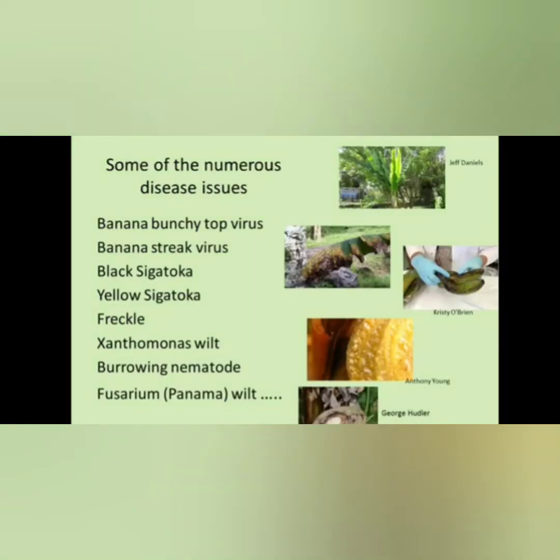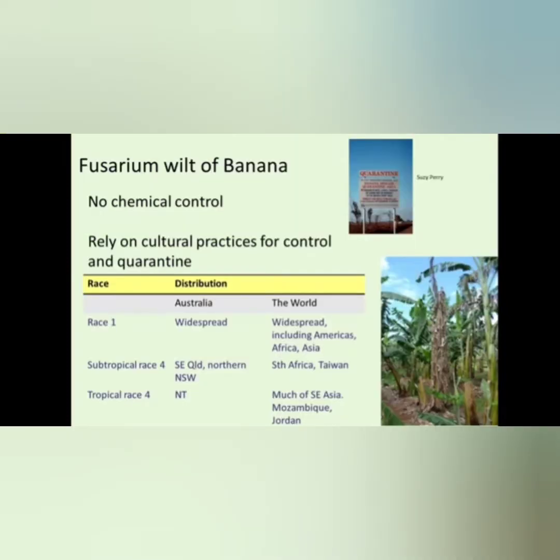So some of the disease issues, I'm just mentioning some of them: bunchy top virus, banana streak virus, Andrew talked about those a couple of weeks ago; black sigatoka and yellow sigatoka. Black sigatoka is caused by a fungal species known as Mycosphaerella fijiensis. Its close relative, Mycosphaerella musicola, put these internal quarantine measures in, and they are reasonably adhered to.